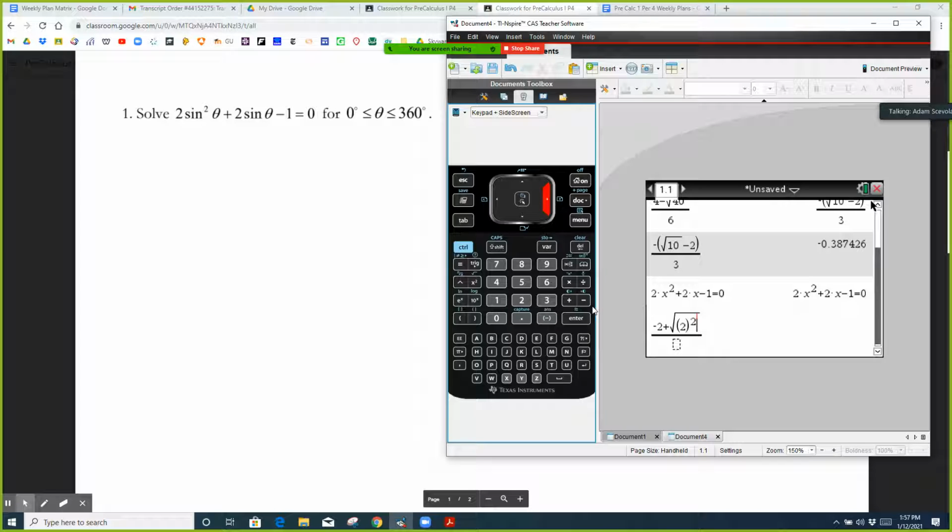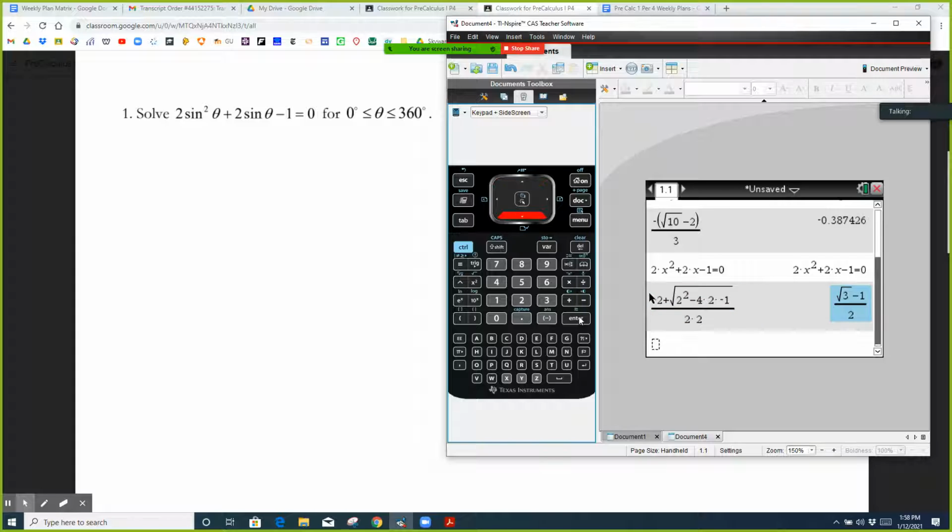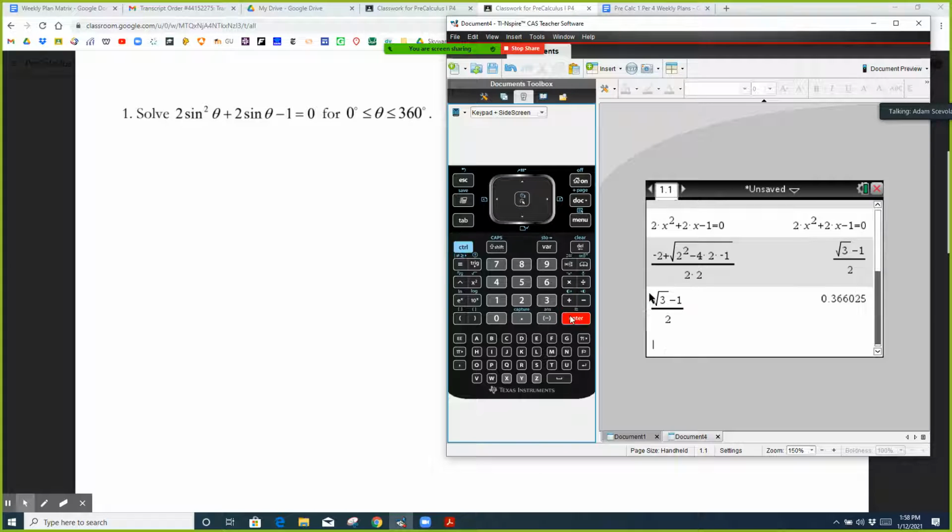So b squared minus 4 times a times c. I kind of wrote that weird, so I'm going to use the actual buttons so that you're not confused. I was using my keyboard, which you don't have access to if you have a handheld. So 4ac, all over 2a, all over 2 times 2. Now I'm going to hit Control Enter, because if I hit Enter, it's going to simplify that for me, and I want a decimal approximation. You get 0.366. That's one of my solutions to this equation.